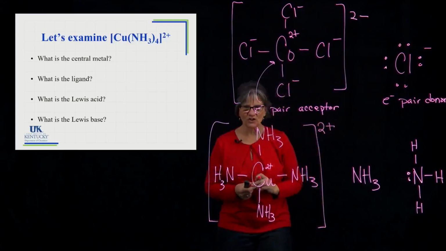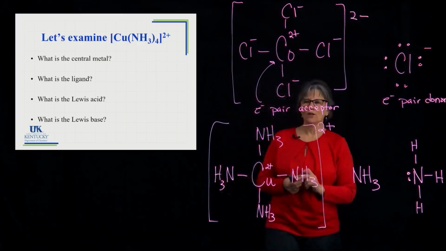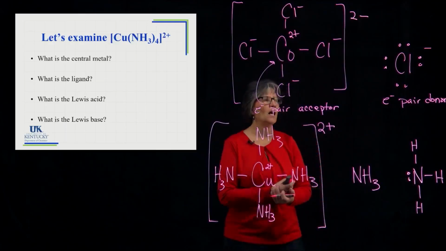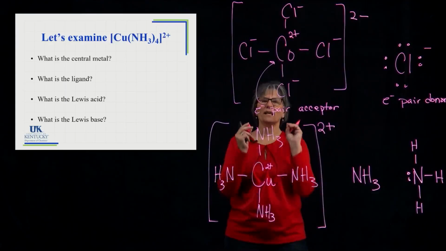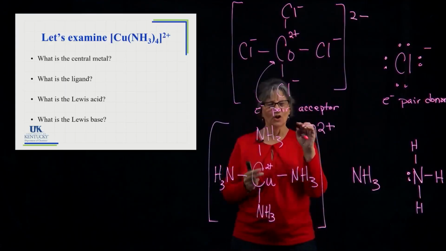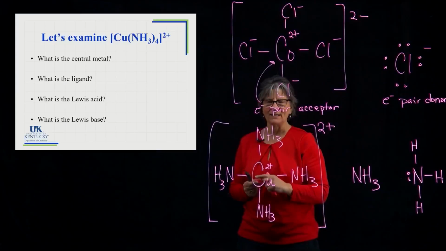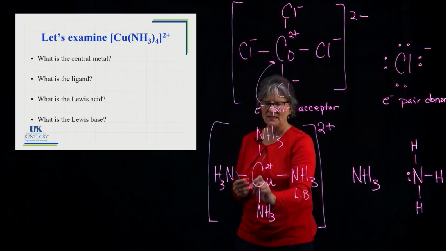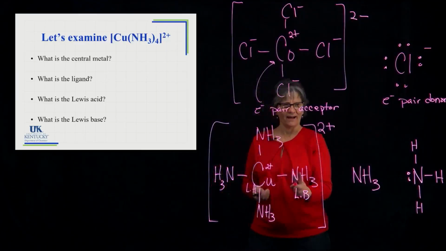Now the last 2 questions that are written there are, what is the Lewis acid and what is the Lewis base? We have to think back to our definition of a Lewis acid. A Lewis acid is an electron pair acceptor. A Lewis base is an electron pair donor. So the ammonia donated, the copper accepted, and that defines our Lewis acid and base. I'll just write it as LB. All of these are Lewis bases, and this is our Lewis acid. Okay, so that is a complex ion.